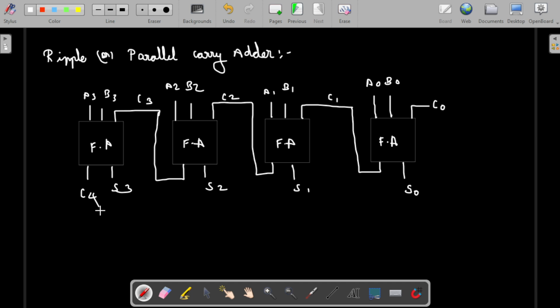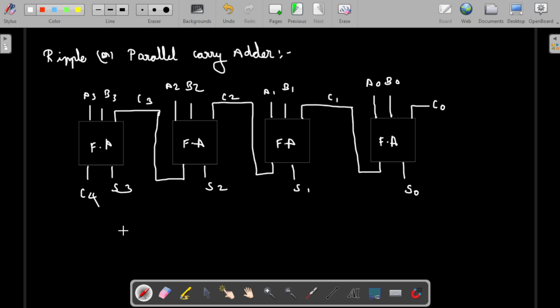I hope you guys are able to understand this, right? This is why we call it a ripple carry adder: the second one needs to wait until the first one's execution is over. That's why we call it a ripple or parallel adder. It will wait until the output comes from the previous stage and only then will it start.